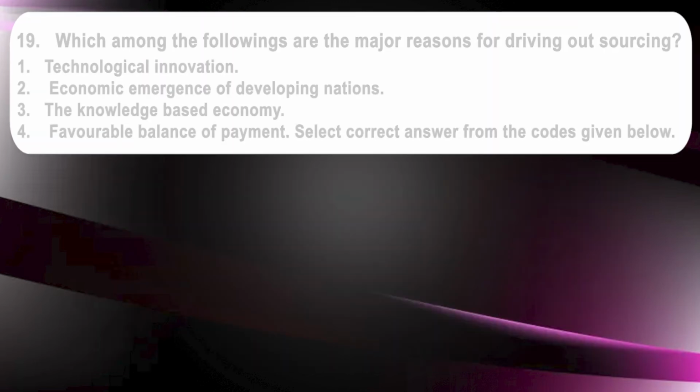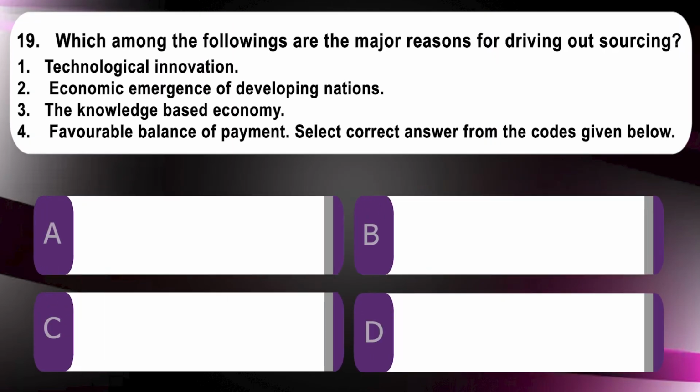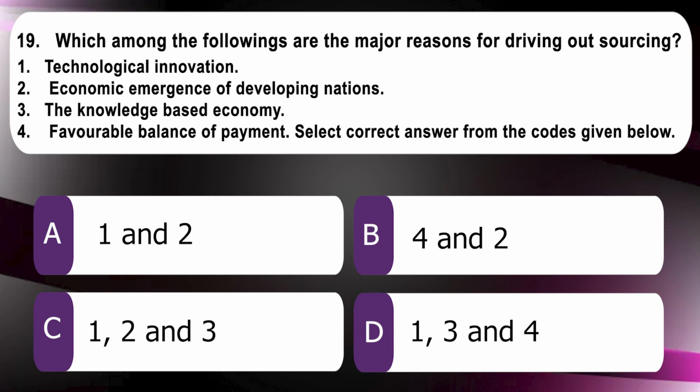19th question. Which among the following are the major reasons for outsourcing? 1. Technological innovation, 2. Economic emergence of developing nations, 3. The knowledge-based economy, 4. Favorable balance of payment. Select the correct answer from the codes given below. A. 1 and 2, B. 4 and 2, C. 1, 2 and 3, D. 1, 3 and 4. The correct answer is C. 1, 2 and 3.